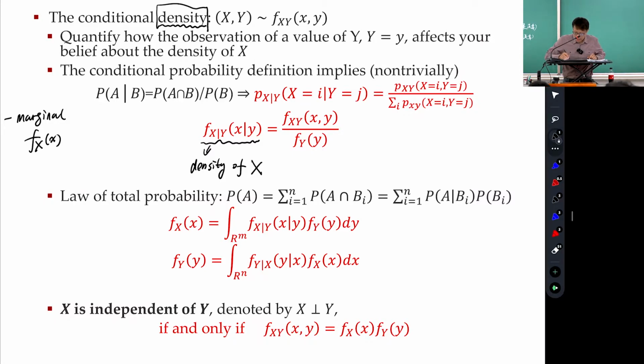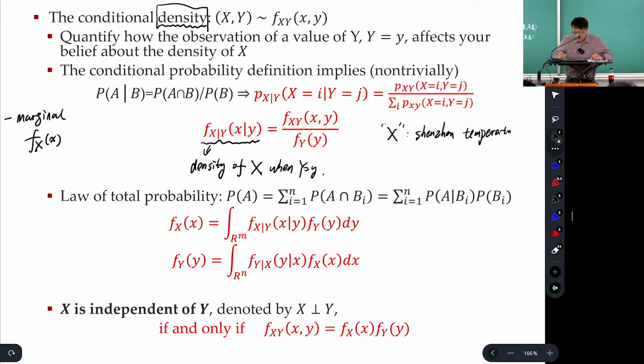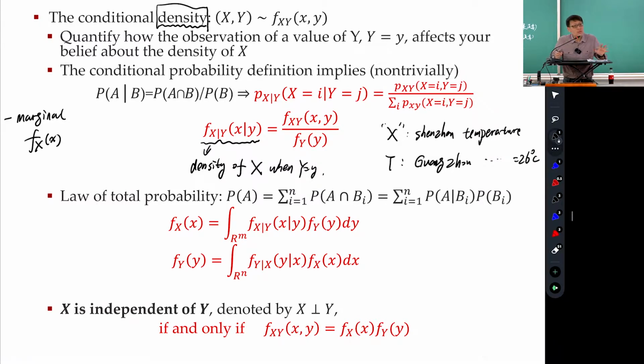You can think about this. X is Shenzhen temperature. Y is Guangzhou, okay? Or anywhere you want. I say Y equals 26 degrees. But for Shenzhen, you still don't know, right? It's still random. But once you know y is 26 degrees, you know Shenzhen will be close to that, right? Because we're geographically close to Guangzhou, right? It gave me information that I didn't have. But if I say this is 0 degrees, that does modify my belief about Shenzhen's temperature. But it's still random, right? It still has a density.